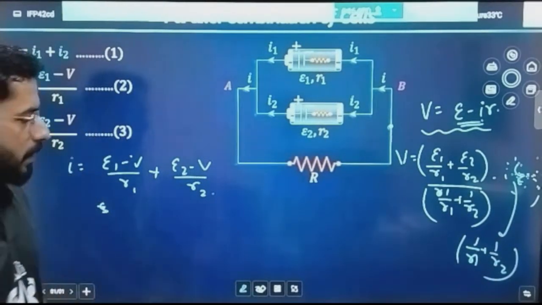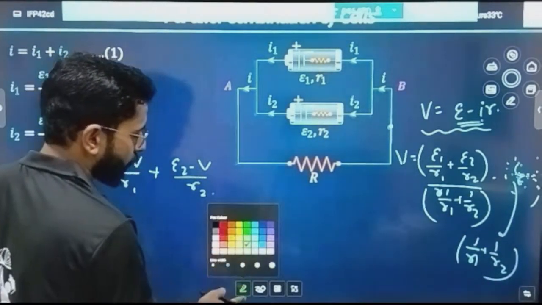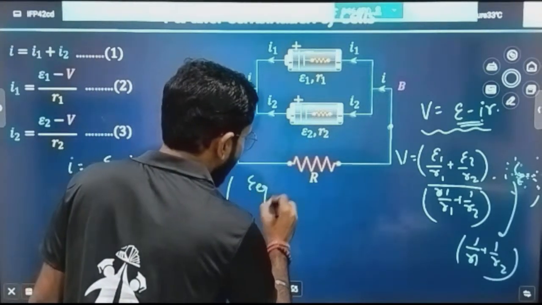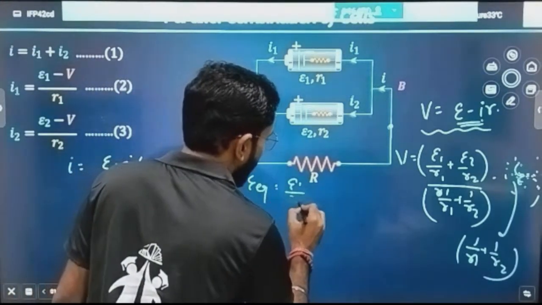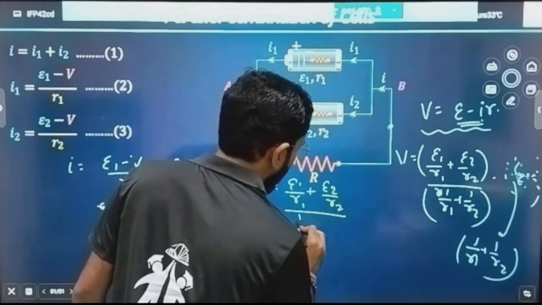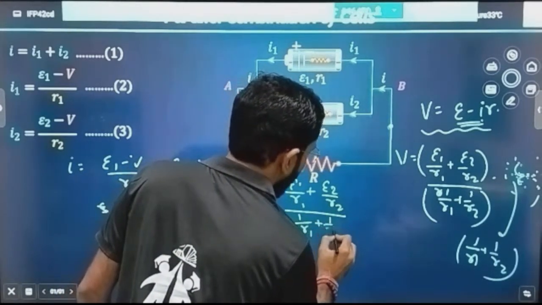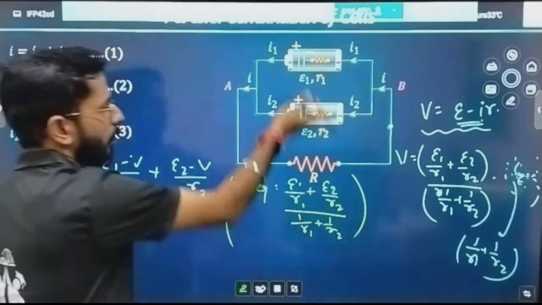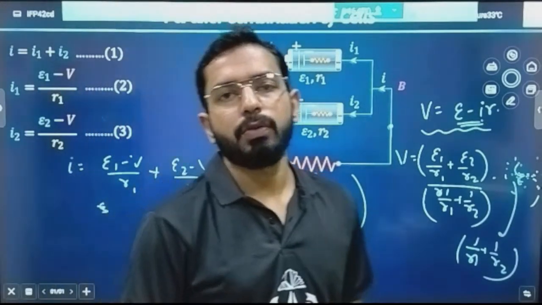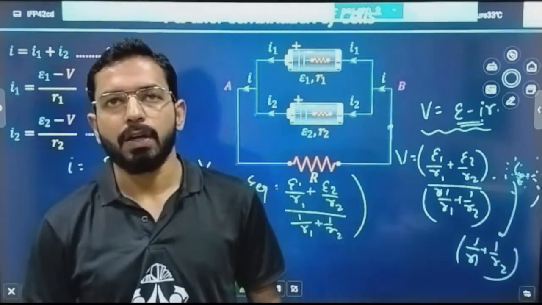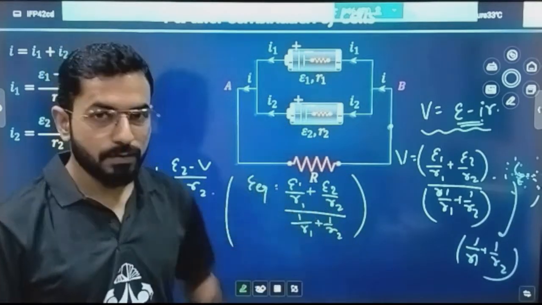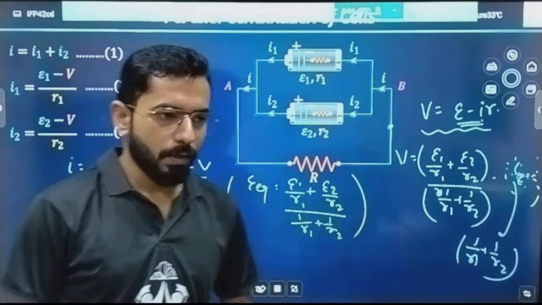Correct? Now after comparing these two things, what is the result that you have to remember? That is a very important result. Here I am writing E equivalent: E1 by R1 plus E2 by R2 divided by 1 by R1 plus 1 by R2. And for the parallel combination of internal resistances, you already know the result. 1 by R equivalent is equal to 1 by R1 plus 1 by R2. Now is it clear? I hope this effective resistance formula will be very clear to you.